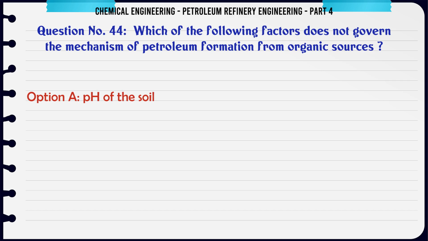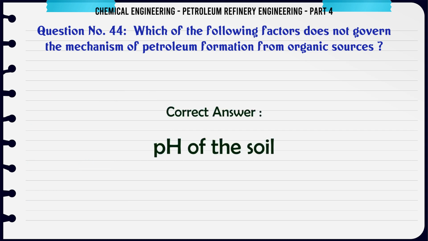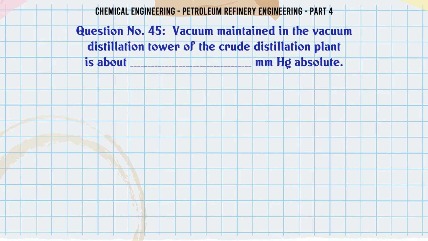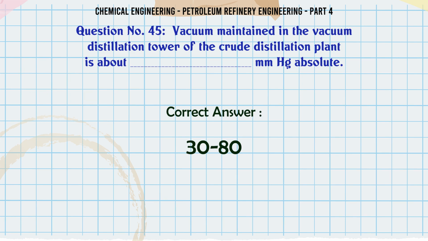100-130. Which of the following factors does not govern the mechanism of petroleum formation from organic sources? A. pH of the soil. B. Bacterial action. C. Heat. D. Pressure. The correct answer is pH of the soil. Vacuum maintained in the vacuum distillation tower of the crude distillation plant is about blank mmHg absolute. A. 510. B. 30-80. C. 150-250. D. 350-400. The correct answer is 30-80.